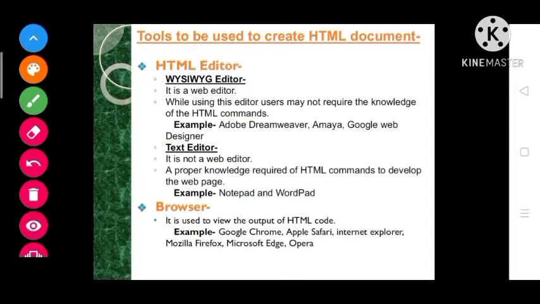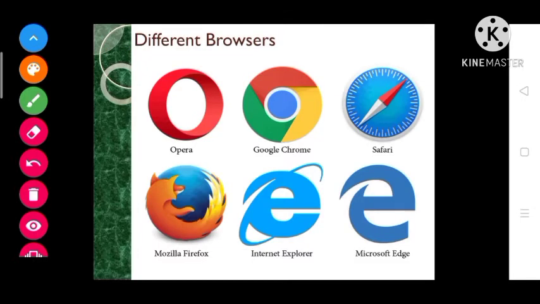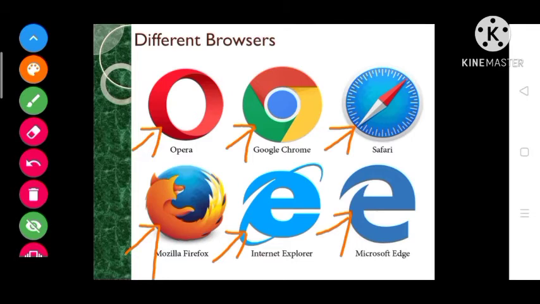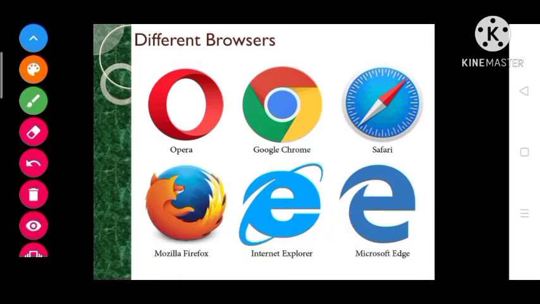These are the special or more important web browsers, and here each browser's symbol is also given. Means we can say that this is the logo of the browser. Opera, Google Chrome, Safari, Mozilla Firefox, Internet Explorer and Microsoft Edge. Maybe you all understood everything very well up to browsers.